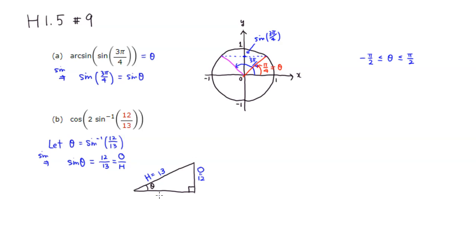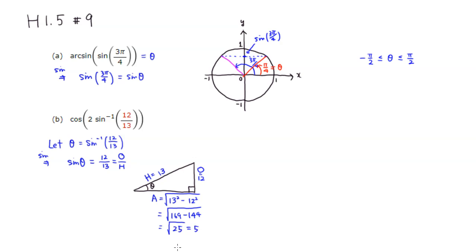The adjacent side can be found using the Pythagorean theorem. So this is going to be the square root of 13 squared minus 12 squared. The square root of 13 squared is 169, and 12 squared is 144. So this is going to be the square root of 25, which is 5.